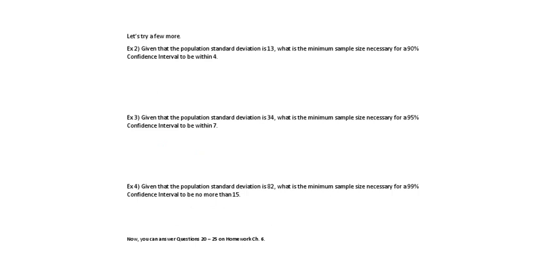Given that the population standard deviation is 13, what is the minimum sample size necessary for a 90% confidence interval to be within 4? Well, let's put things in. First of all, 90% confidence means z is 1.645. The standard, they're always going to tell you, is 13. Then they said within 4. So right now, this is what we're up against. Let's put that in the calculator to see what happens. And if you put it in the calculator, you're going to get 28.58.